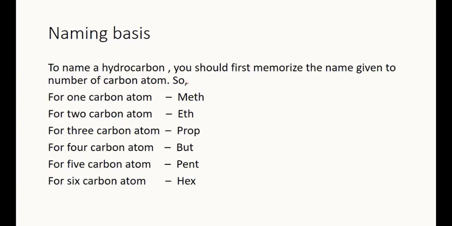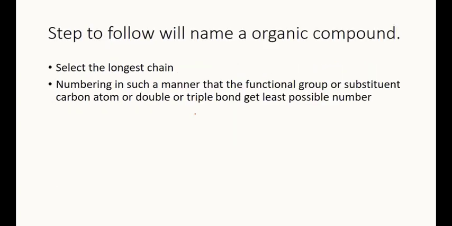If a molecule of a hydrocarbon contains one carbon atom, it would be called meth. If it contains two carbon atoms, it would be called eth, 3 prop, 4 but, 5 pent, and 6 hex. So this is the normal naming that you would be using while naming an organic compound. After this, there are a few steps to be followed.